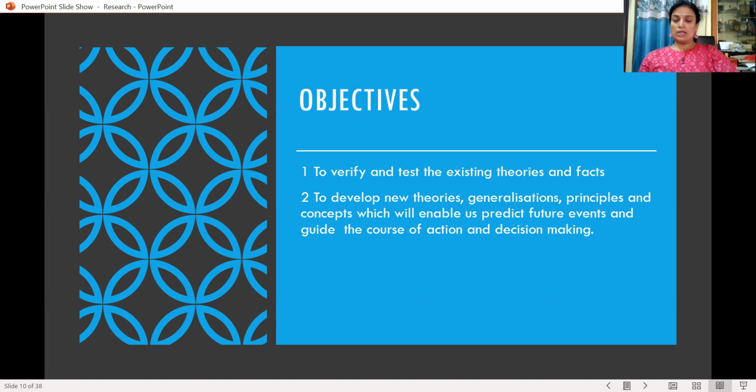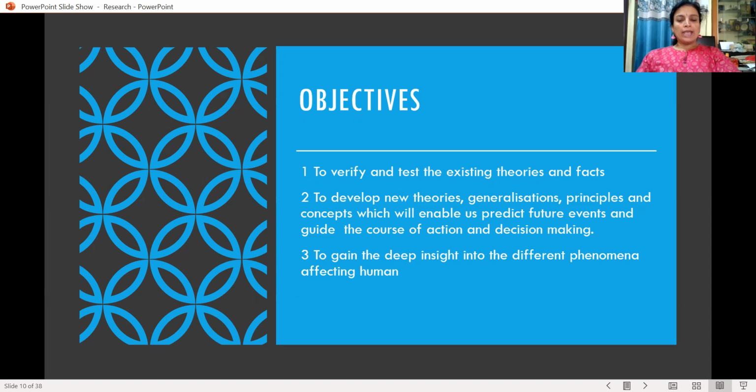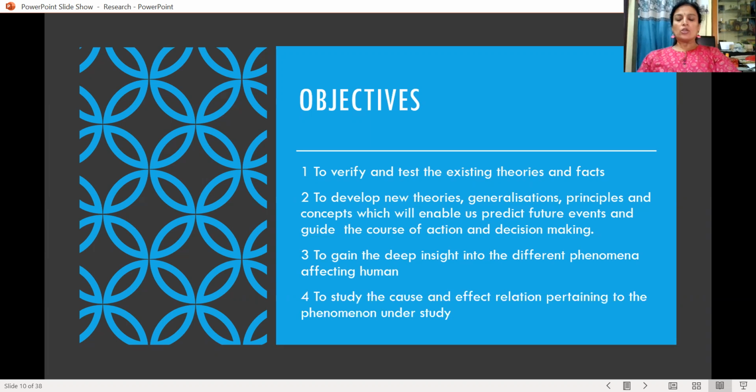To develop new theories. Already there are some theories, no doubt about it, but we have to develop new theories, generalizations, principles, and concepts which will enable us predict future events and guide the course of action and decision making. To gain the deep insight into the different phenomena affecting human. To study the cause and effect relation pertaining to the phenomena under study.